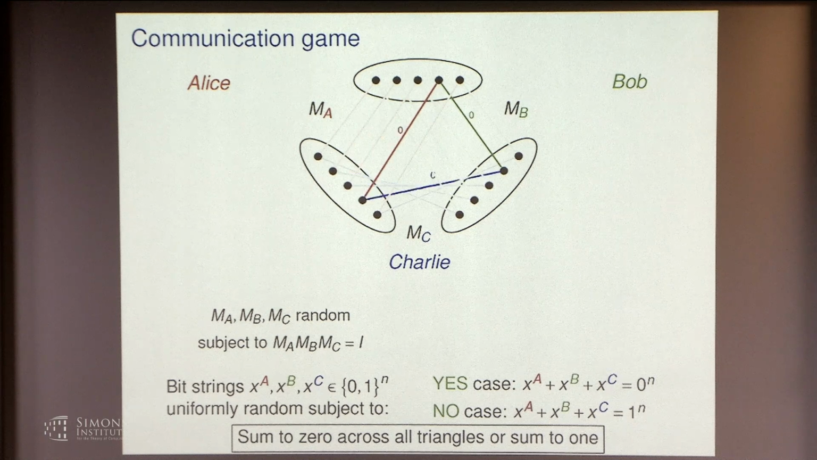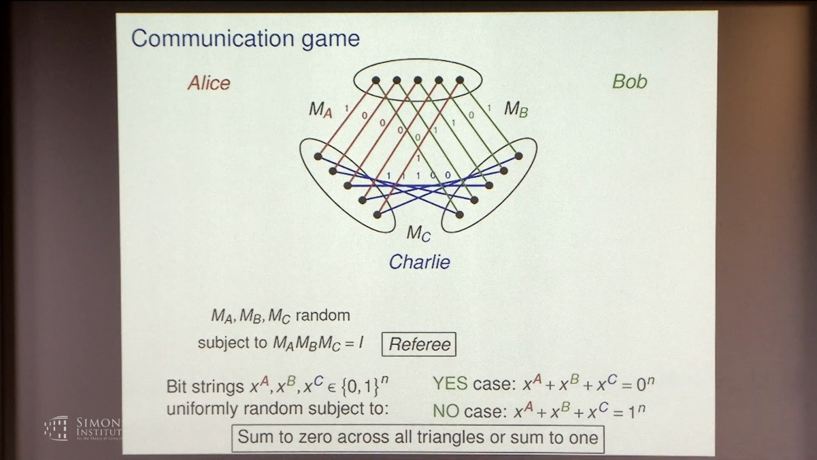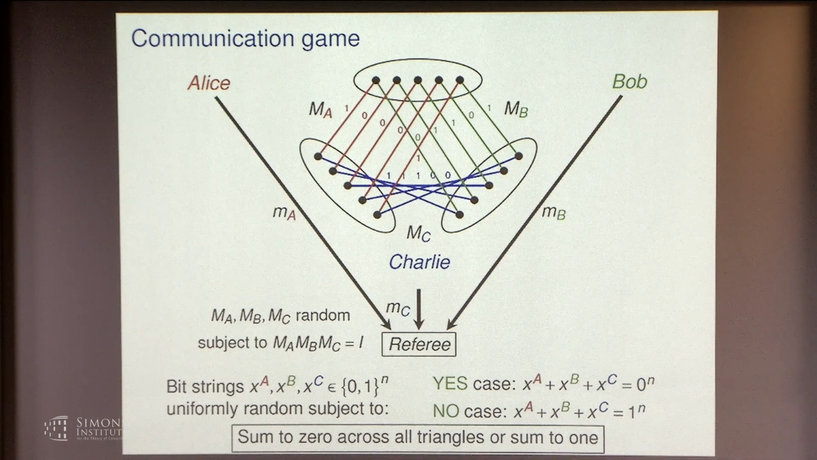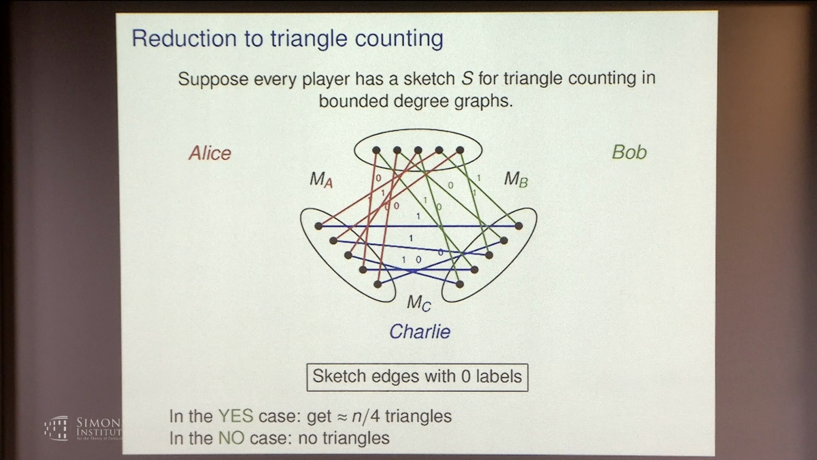So let me just illustrate. The graph is indeed a union of triangles, and this game is in the yes case. The bits on all triangles XOR to 0. Good. So Alice, Bob, and Charlie look at their input and simultaneously send a message to a referee. The referee should guess which of the 2 states the game was in. Okay, and the matchings are random, so this is roughly what it looks like. Okay, so now what is the relation to triangle counting?